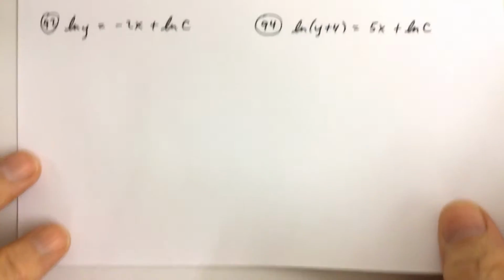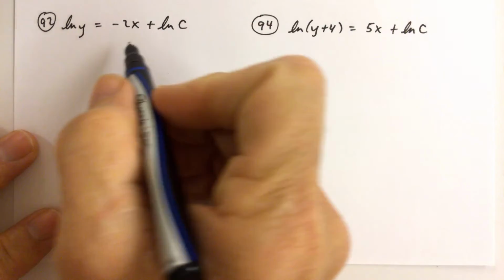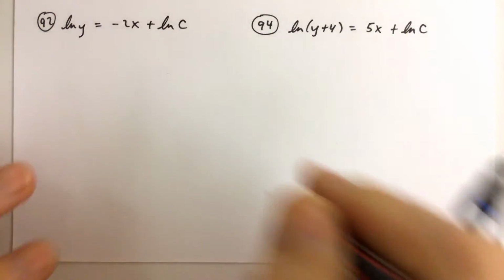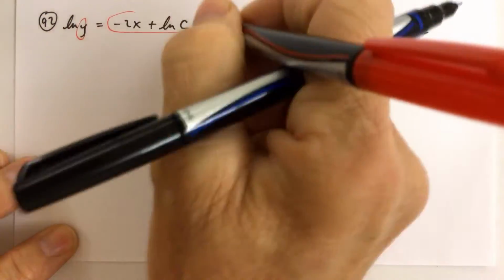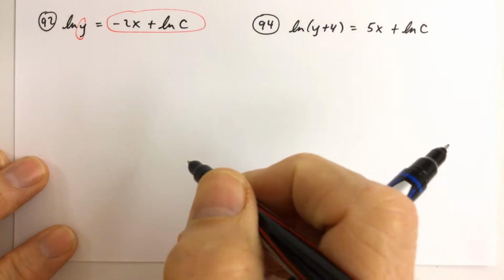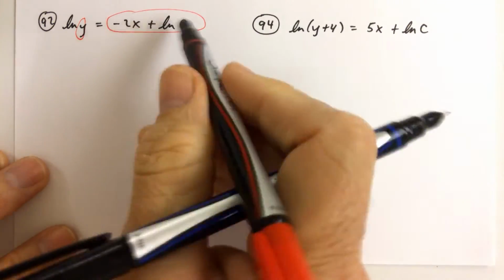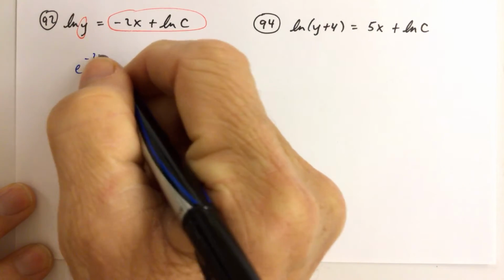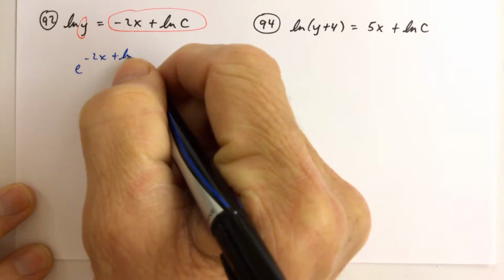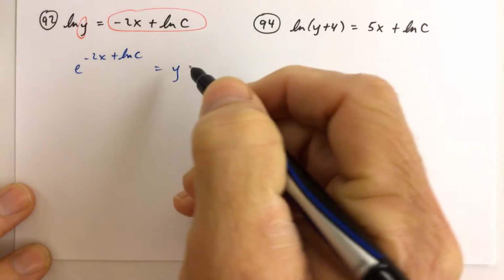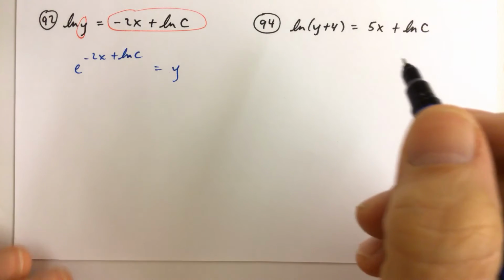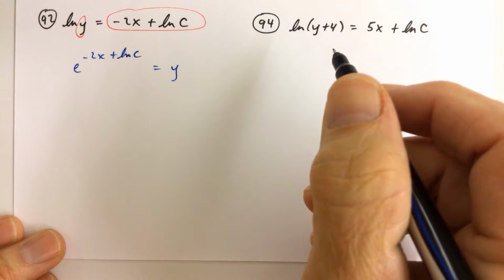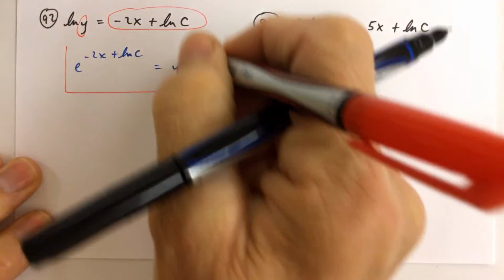Now, number 92. Here's the situation. We have one y over here we're solving for, and we have some other stuff. We're still trying to get y by itself. There are no other y's over here, so now we just convert this to exponential form. e to the -2x plus ln of c is equal to y. And we could leave it just like that. I could simplify it a little bit more, but I would allow that.